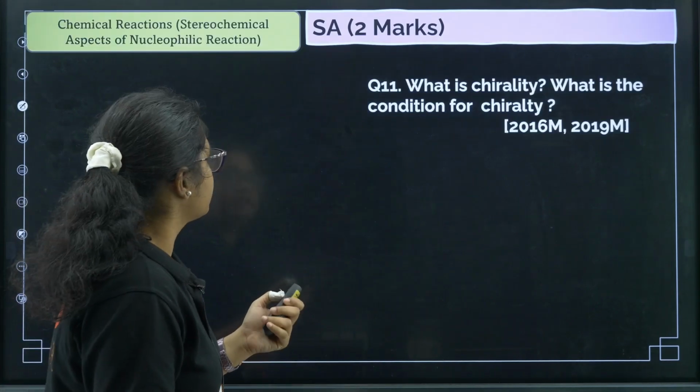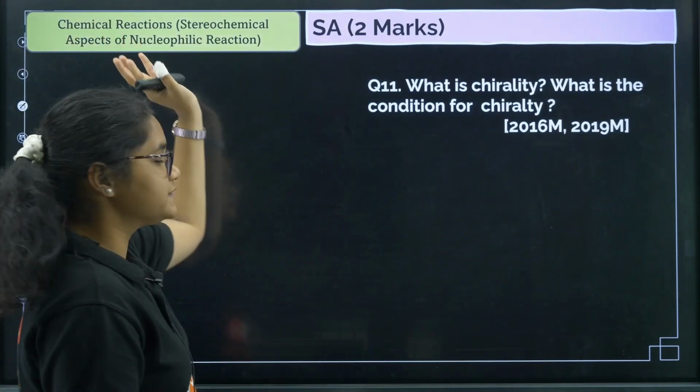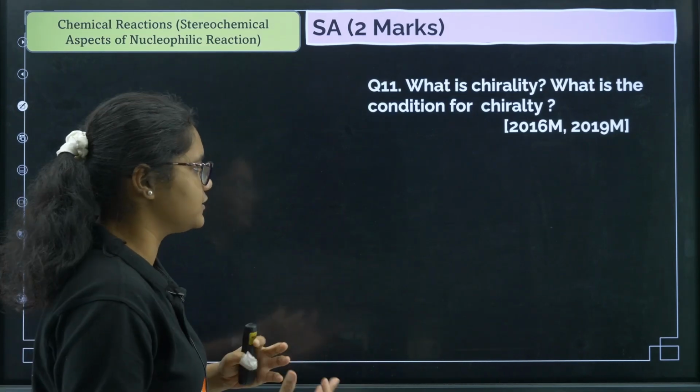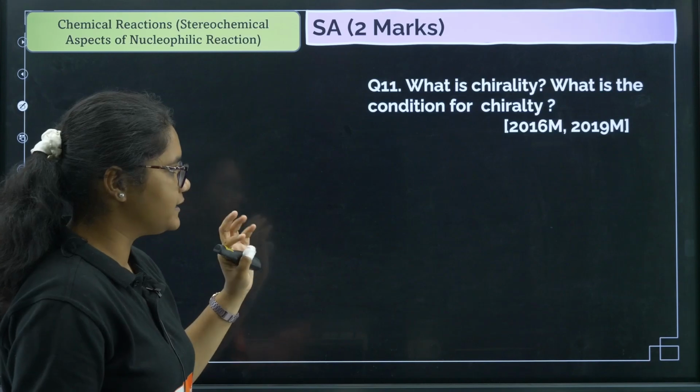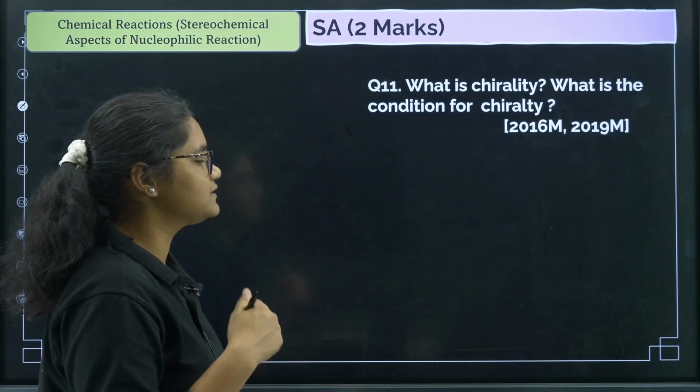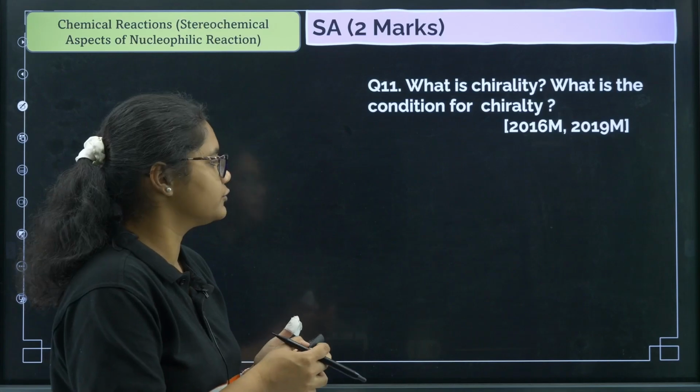Okay. Next, question number 11. So we'll go to the stereochemical aspects of nucleophilic substitution reaction, especially of SN1. What is chirality? What is the condition of chirality? First of all, what is chirality? That you need to explain. So here is the answer.